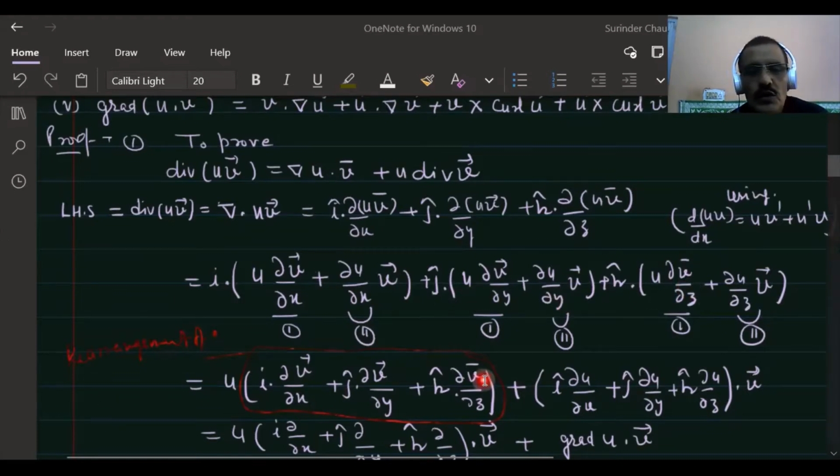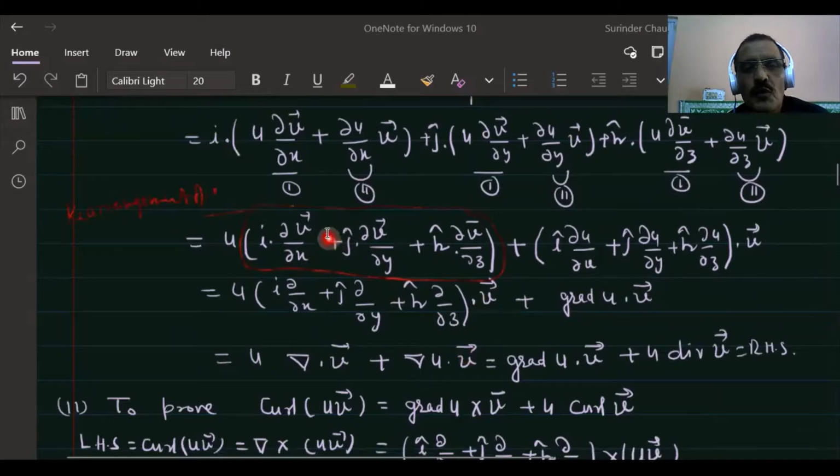Now after arrangement, we convert this to the del operator. So this is equal to, now this is a dot. How do we reach the dot? This will be u common. Iota we convert to del. So iota del u dot v is common outside. This will be iota del u by del x plus j del by del y plus k del by del z, dot v.